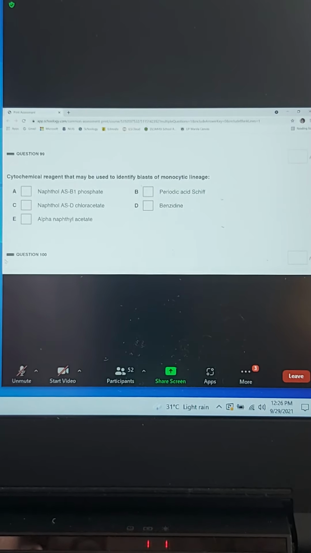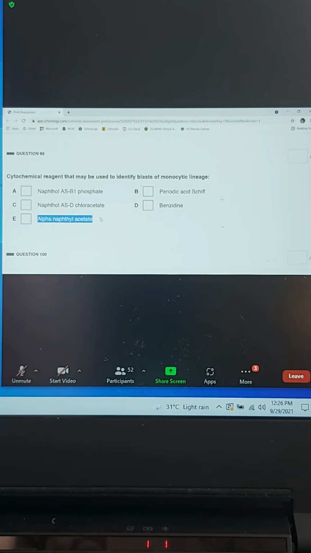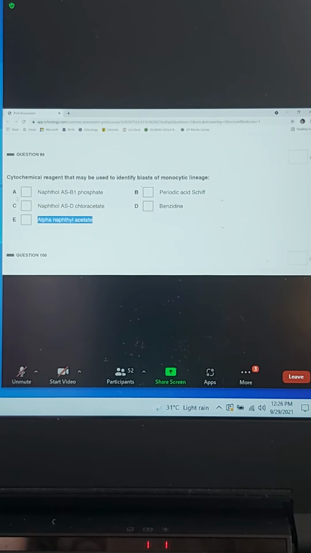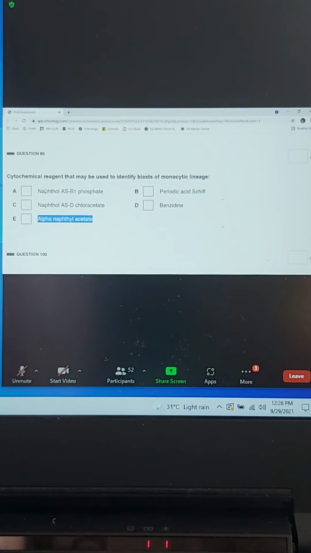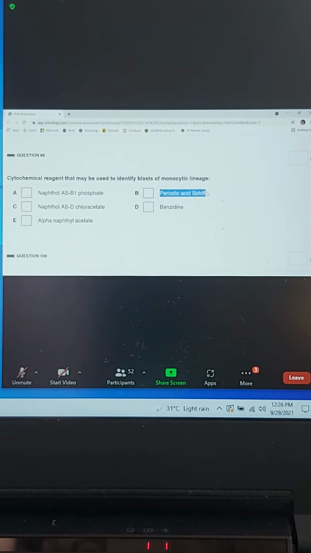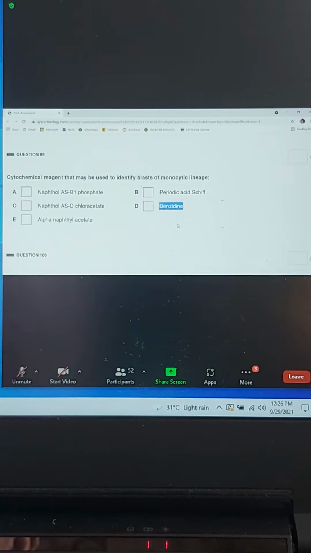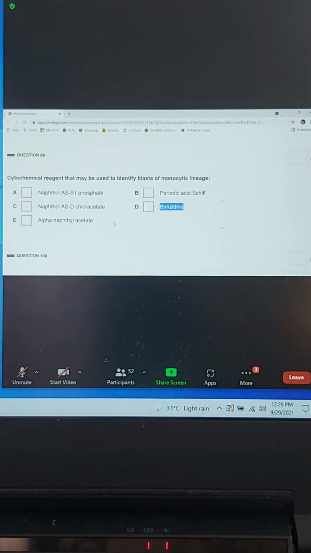Letter E. Okay, so letter E. Kasi ito yung non-specific esterase natin na substrate. Si A and C, these are specific esterases where dito sa specific esterase natin, dito magpa-positive ang mga myeloblast. Okay? Periodic acid Schiff, lahat ng may aldehydes, particularly yung mga lymphoblast natin. No? And then benzidine, ginagamit siya na chromogen sa myeloperoxidase.